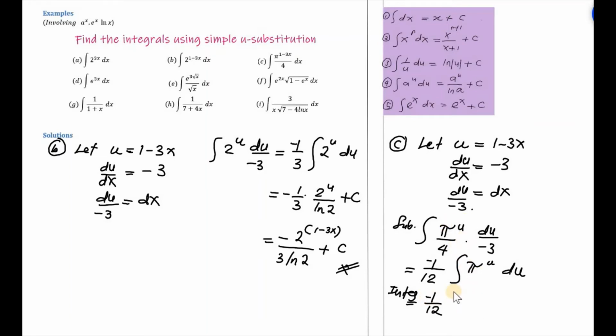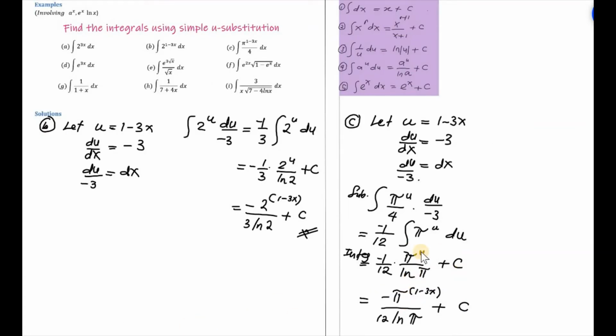Formula number 4, a power u. So the answer is pi power u over ln pi, plus c. Don't stop there. Make sure you replace back the u in terms of x. So replace back the u. So that will be the answer for question C. So far we have done A, B, C. Okay, it's fun, right? Let's do more. Okay, let's do D and E.